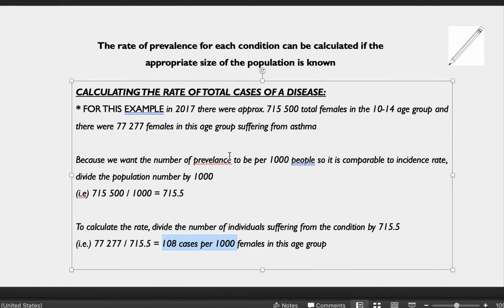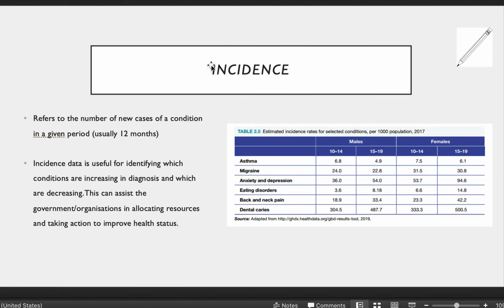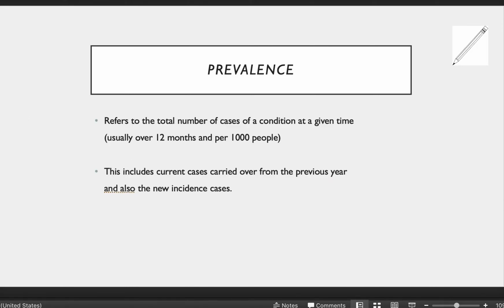If you're struggling with these multiplications and divisions, please don't stress too much. What's really important is that you understand that incidence is the number of people who are reporting that they've been diagnosed with a condition in that 12 months per 1,000, and prevalence is how much is still around plus the new diagnosis.